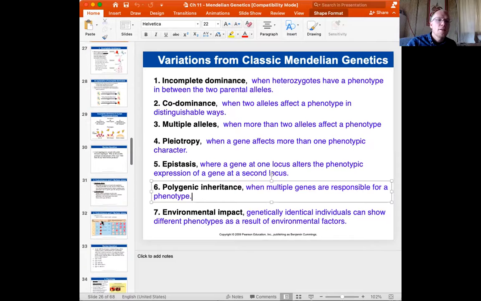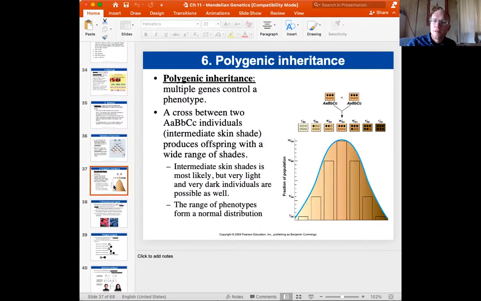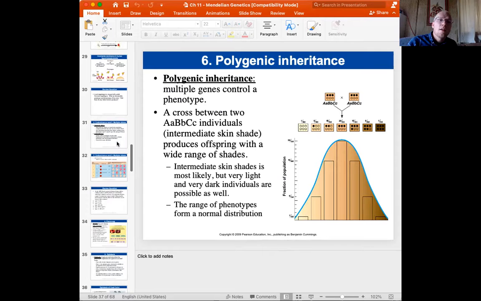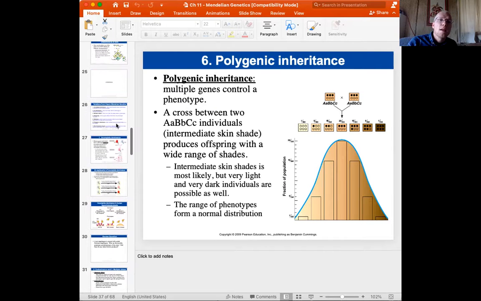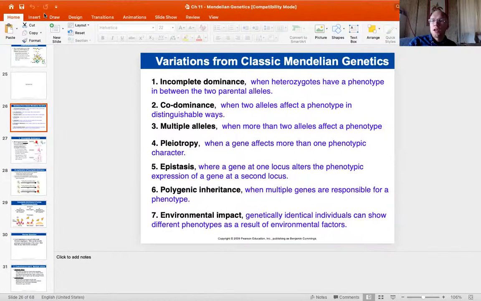And in fact, anytime that we have a whole range of possibilities in phenotype, that's because of polygenic inheritance. So whether it's skin color, which is the example emphasized in your book, whether it's height, or any other trait where we see many different genes being involved, we have polygenic inheritance.